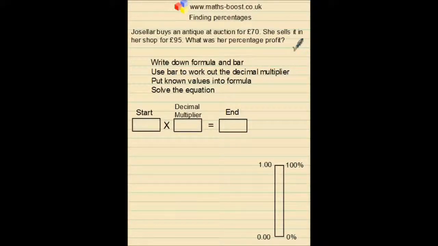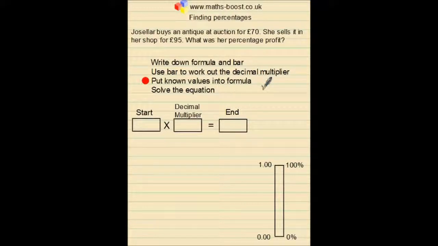Josella buys an antique at auction for £70. She sells it in a shop for £95. What was her percentage profit? Again, this is slightly different as you're given the start and end values, but asked to find the percentage. However, the method still works. Step 1, write down the formula and bar, as I've done here. Step 2, well, we haven't got a percentage to write into the bar, so we skip this step.